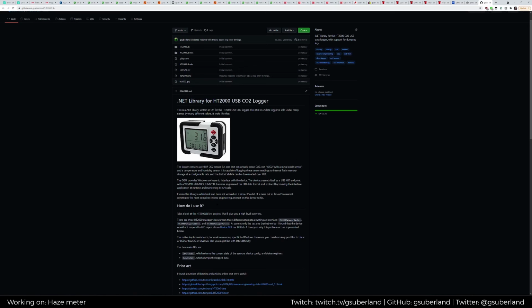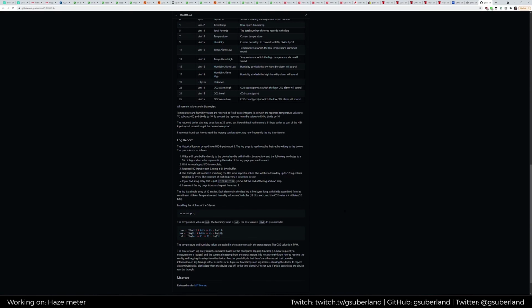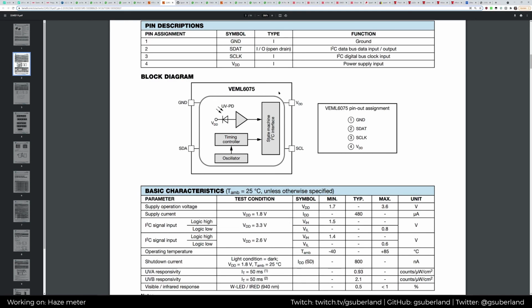But yeah, that prompted me to remember to put this up on GitHub. So yeah, HT 2000 library. It's a .NET library, but the code is super easy to read, I'm pretty sure, and I've also documented the full HID protocol here. So yay! Right, I might call it a night because it's now 2 a.m. and I've got to be up for a call with work tomorrow.